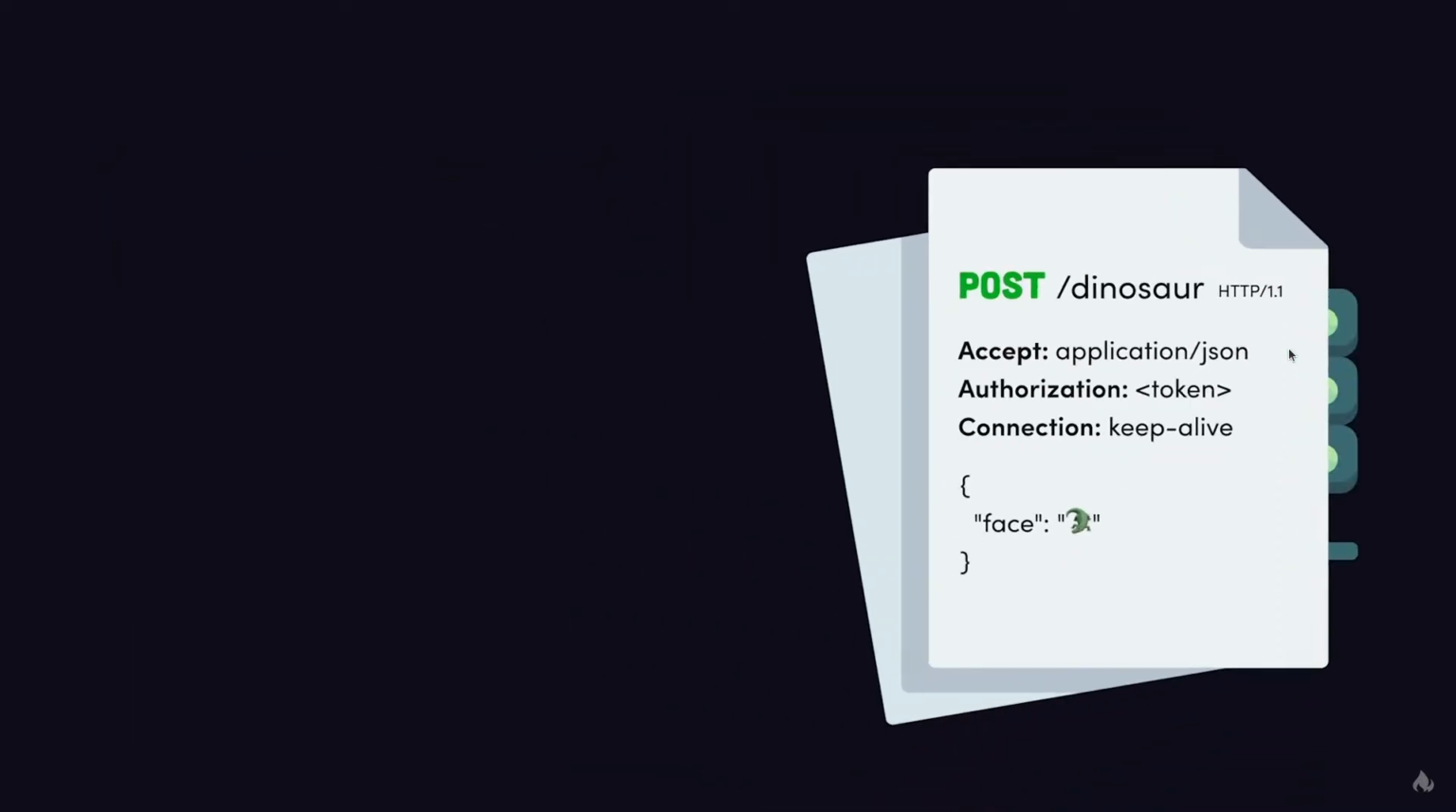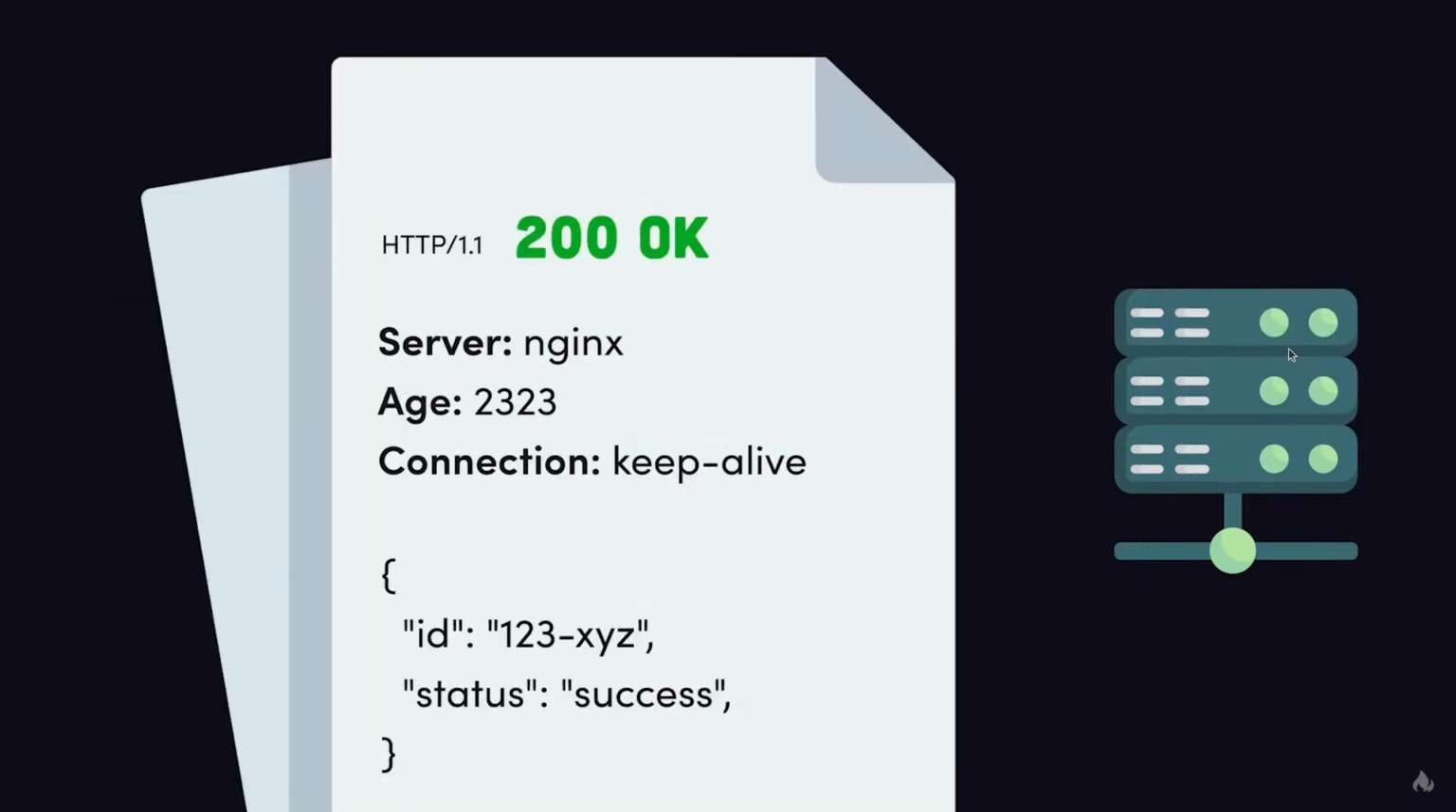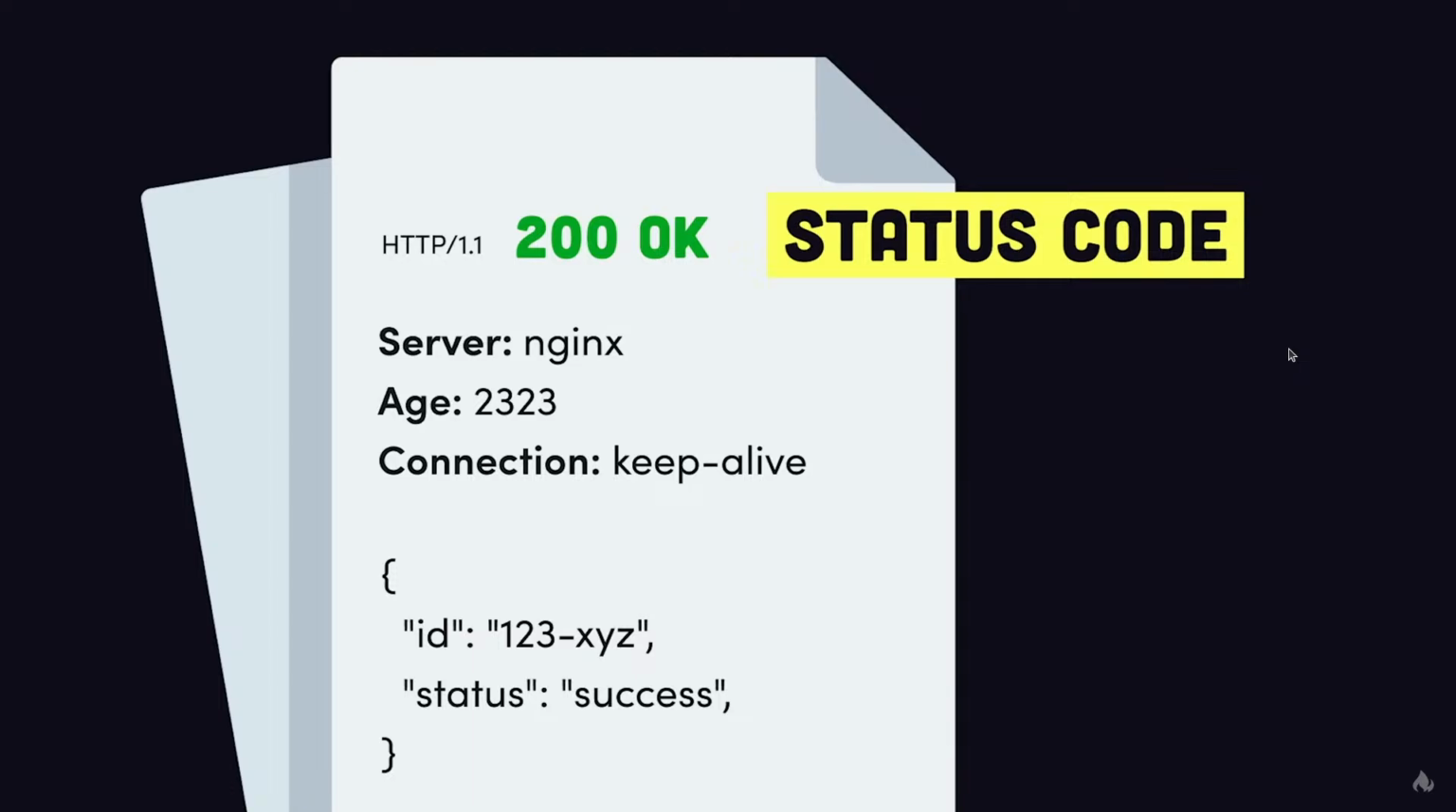The server will receive the request message, then execute some code, usually to read from a database, that can then be formatted into a response message. The top of the message contains a status code to tell the client what happened to their request.